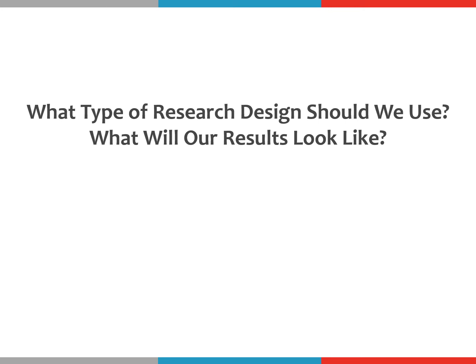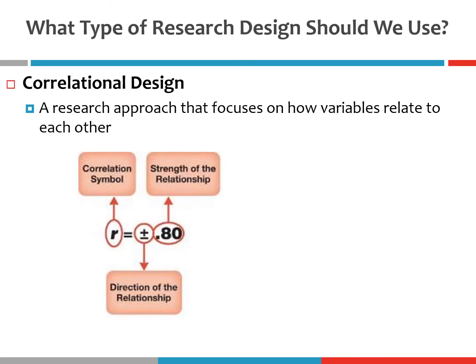Okay, so let's think for a moment, right? We are essentially trying to figure out if two variables are related, or if there's an association between two variables, right? So whenever we're looking at the association between two variables, we're going to want to employ a correlational design. A correlational design, like I said, focuses on how variables relate to each other, right? But it has important limitations, right?